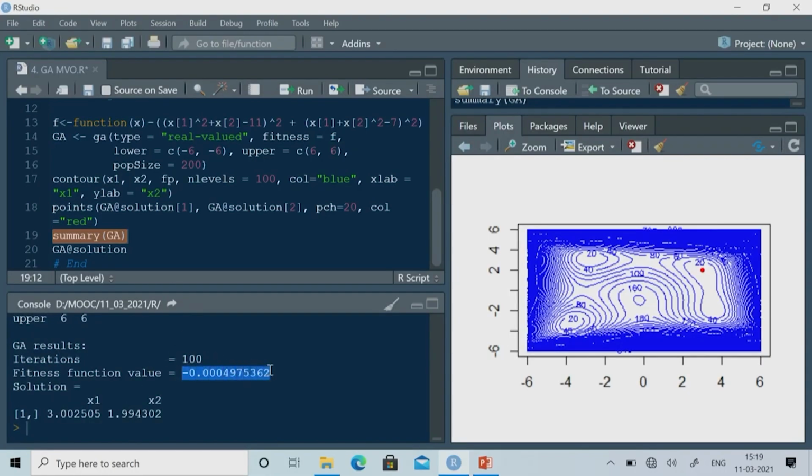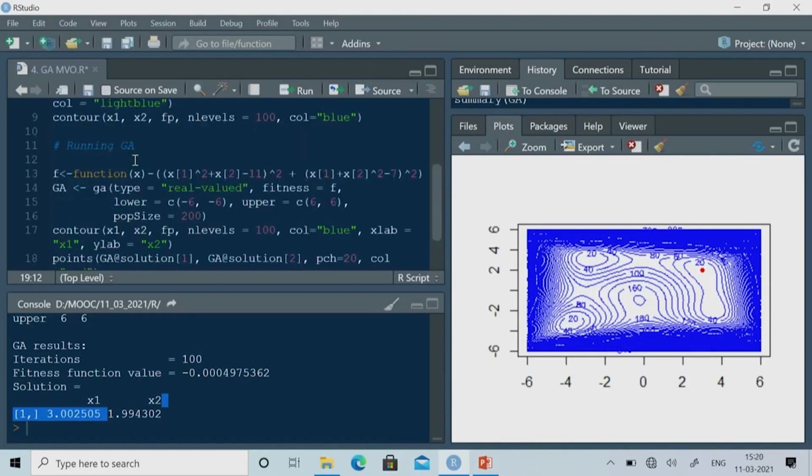So, it is not exactly 0, but it is around 10 to the power minus 3. So, you can also define this precision, but whatever solution you are getting, 3.00 and 1.99, the exact solution is 3 and 2. So, you are not getting the exact solution, but you are getting close to the optimal solution, that is 3.002 and 1.99. So, we are getting one solution.